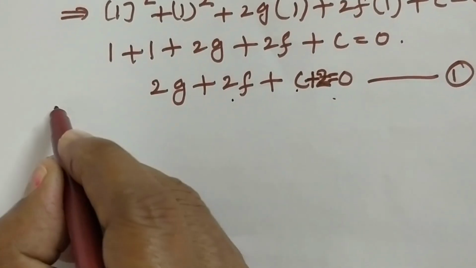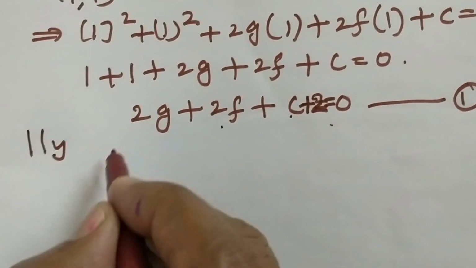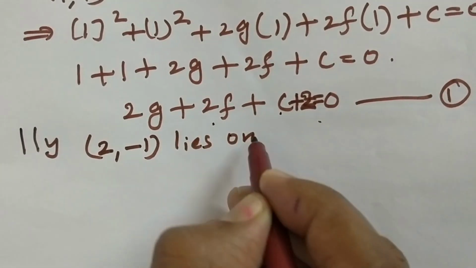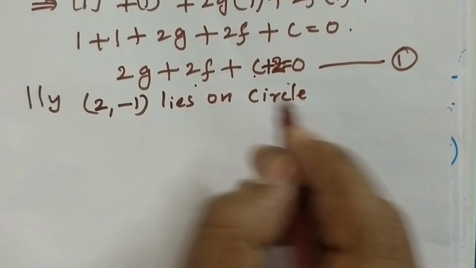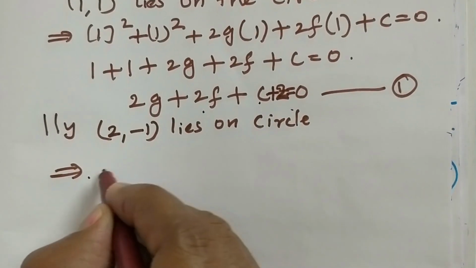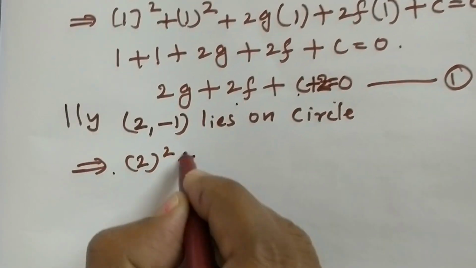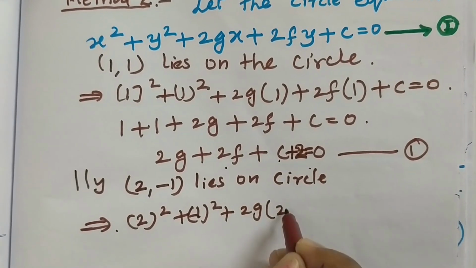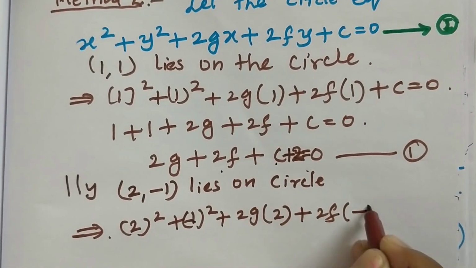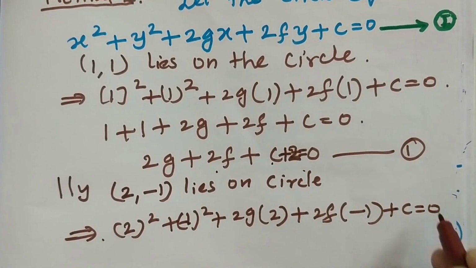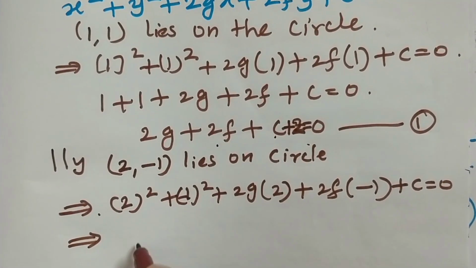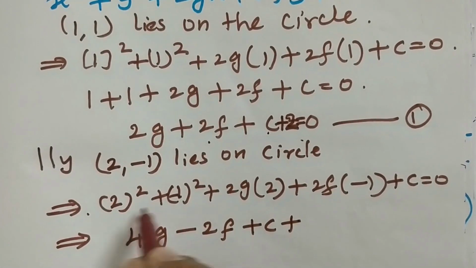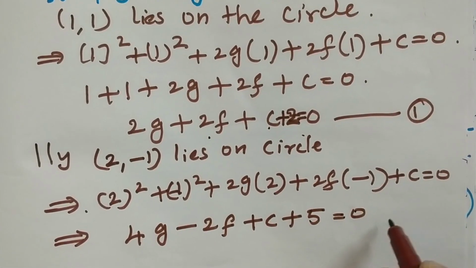Similarly, the circle passing through 2, minus 1. That means 2, minus 1 lies on the circle. This gives us 2 square plus minus 1 whole square plus 2g into 2 plus 2f into minus 1 plus c is equal to 0. That implies 4g minus 2f plus c plus 4 plus 1, that is 5, is equal to 0. This is equation number 2.